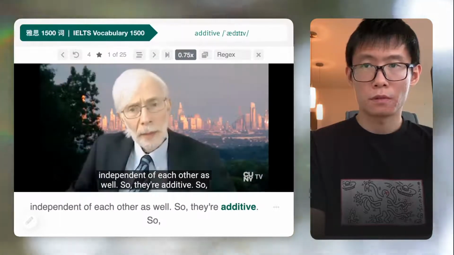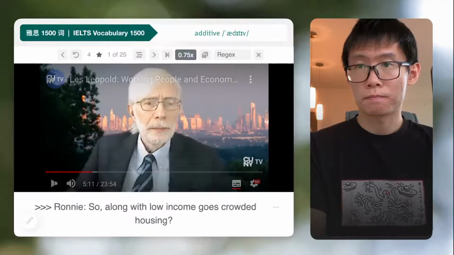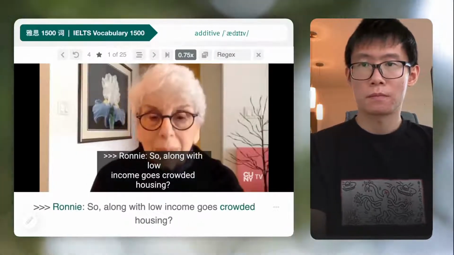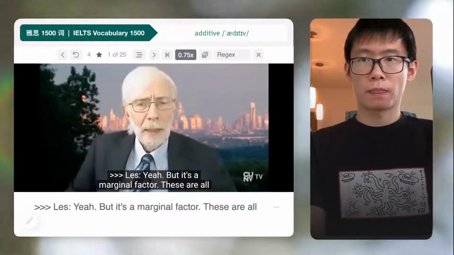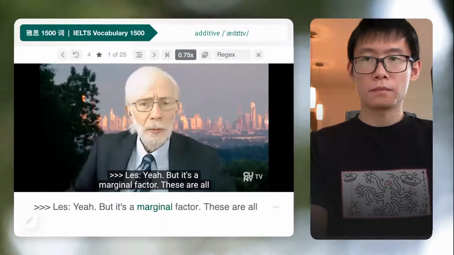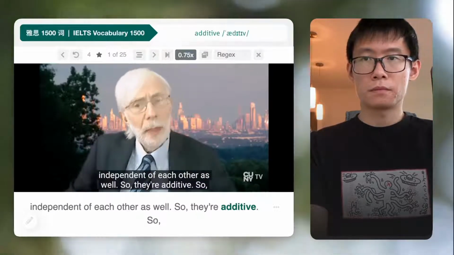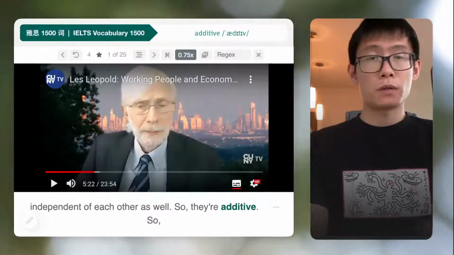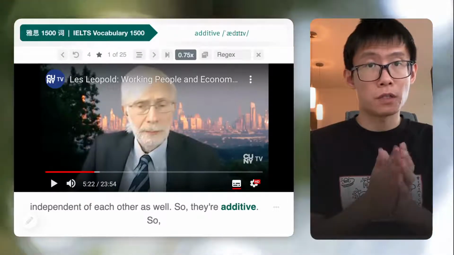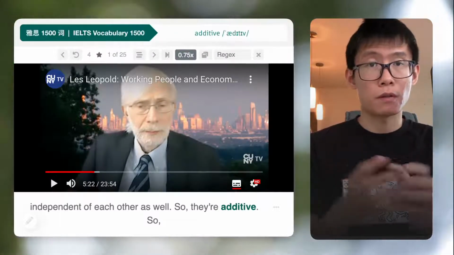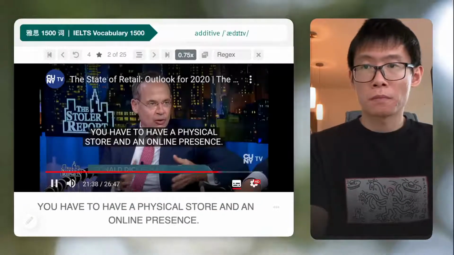So along with low income goes crowded housing? Yeah. But it's a marginal factor. These are all independent of each other as well. So they're additive. So he's saying that different factors can add on top of each other. They don't necessarily exclude one another. They can add to one another, right? So they're additives.